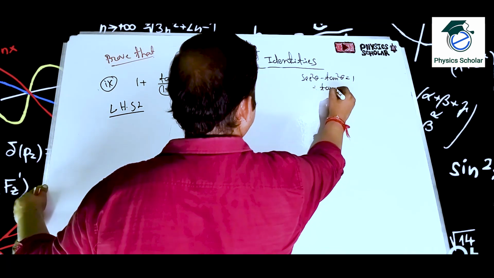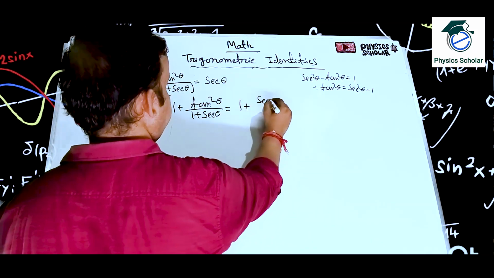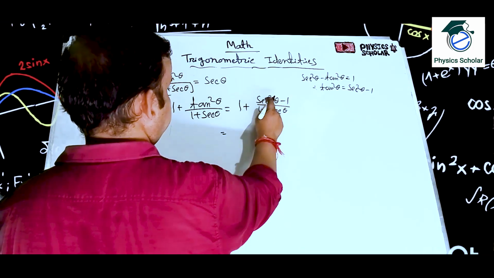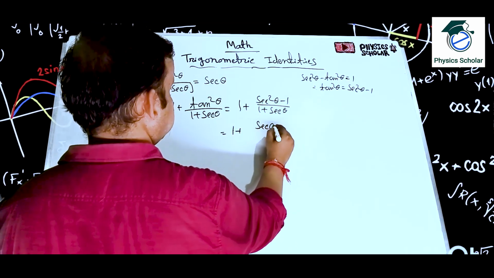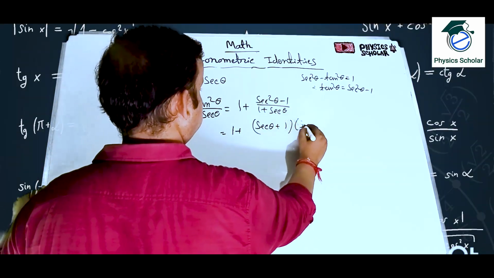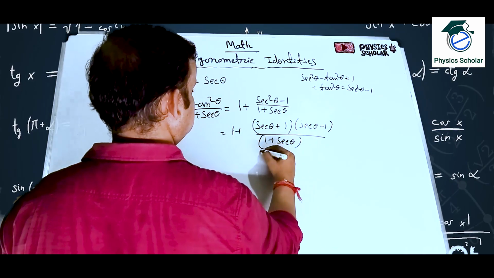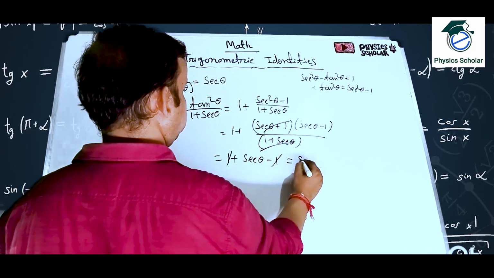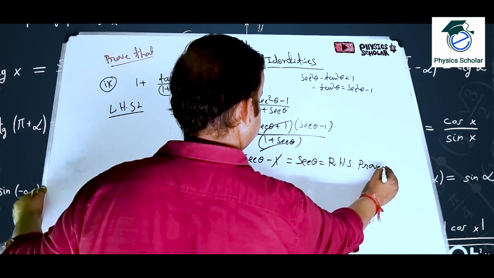So tan square theta is equal to what? Sec square theta minus 1. So here instead of tan square theta, what we can write? Sec square theta minus 1 by 1 plus sec theta. So here a square minus 1 square we can write. So a square minus b square. So 1 plus sec theta, sec theta plus 1 into sec theta minus 1 divided by 1 plus sec theta. So this and this will be cancelled. So 1 plus sec theta minus 1, this and this will be cancelled, is equal to sec theta is equal to right hand side. It is proved.